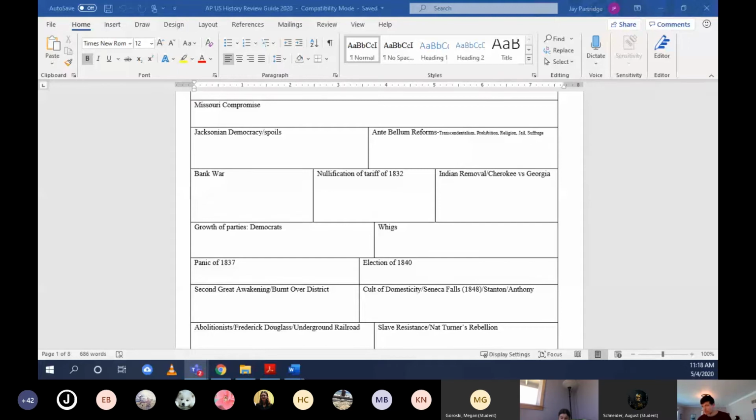Growth of parties. The big thing about the Democrats was that they were the party of the common man. Remember, common man does not mean average. Common means of common birth. They're not elite because they had rich parents who were born to an aristocracy. So this is the party of the common man, and they believed in democracy, or the people's right to self-determination.